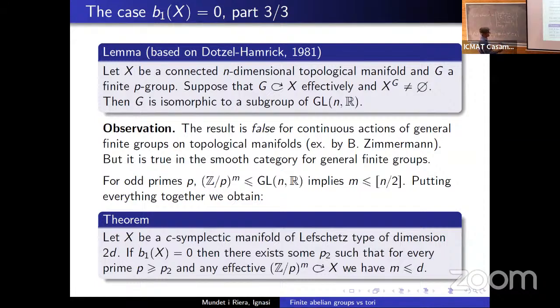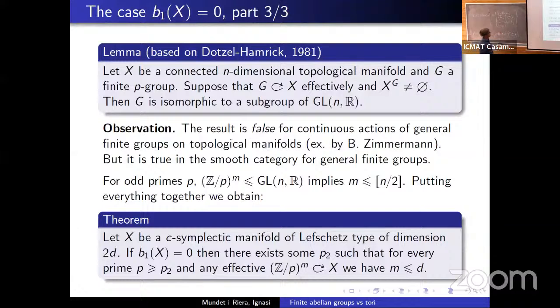And this is a very easy exercise. And in this way, we obtain the following theorem. If X is a symplectic manifold of Lefschetz type of dimension 2d, well, I'm not using the dimension. Oh, no, yes, I'm using the dimension. If the first Betti number is equal to 0, then D of X, this invariant, is at most little d. So for theory, it's strictly less than the dimension of X, which is 2 times little d.